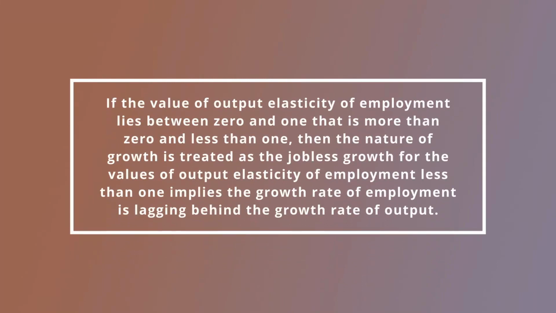Now, if the value of output elasticity of employment lies between 0 and 1, that is more than 0 and less than 1, then the nature of growth is treated as jobless growth. A value of output elasticity of employment less than 1 implies the growth rate of employment is lagging behind the growth rate of output. Therefore, the nature of growth is treated as jobless growth. But if the output elasticity of employment is more than 1, that means the growth rate of employment is higher than the growth rate of output, and accordingly the nature of growth is treated as more job growth.